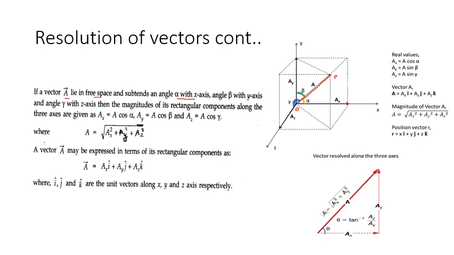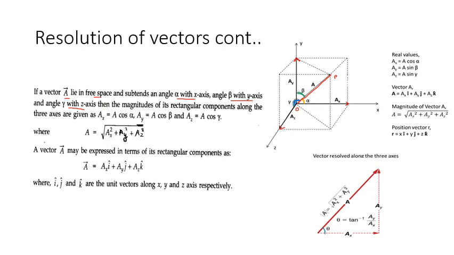This is your Ax. So what is the angle between A and Ax? Alpha. And angle beta with y-axis, and angle gamma with z-axis. I have given it in the diagram. Just refer to your diagram. So I repeat, vector A lies in free space and subtends an angle alpha with x-axis, angle beta with y-axis. This is your y-axis coordinate, Ay. And this is your Az in z-axis. Beta with y-axis and gamma with z-axis.